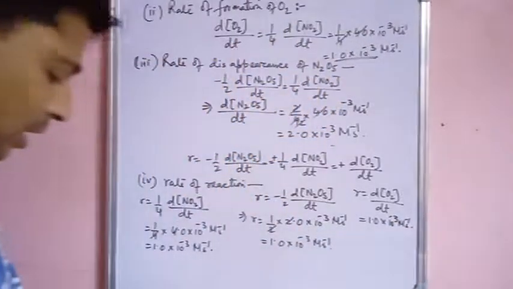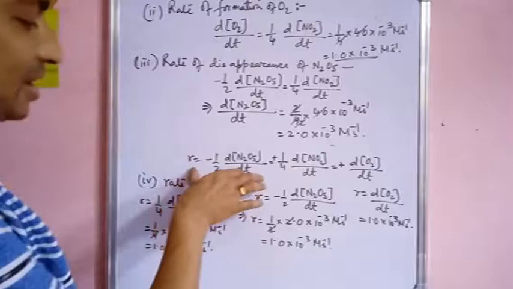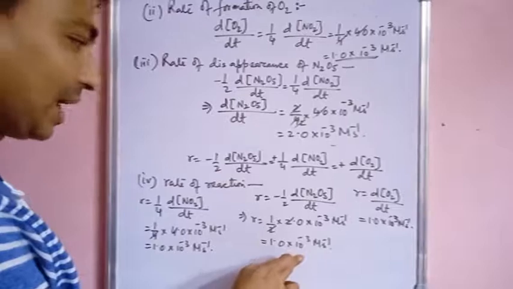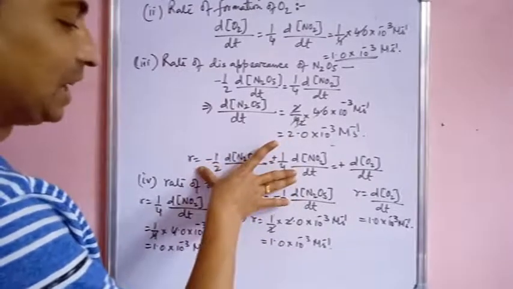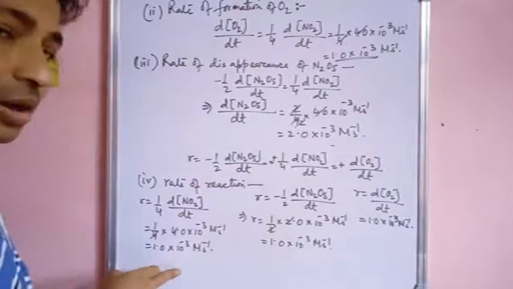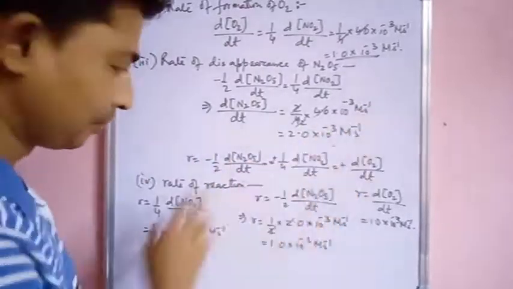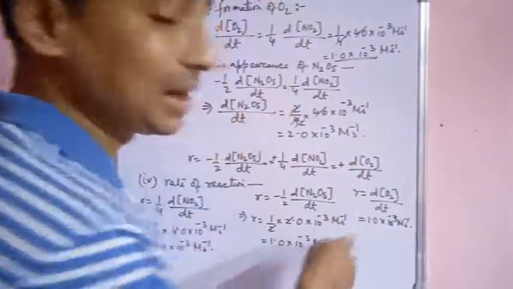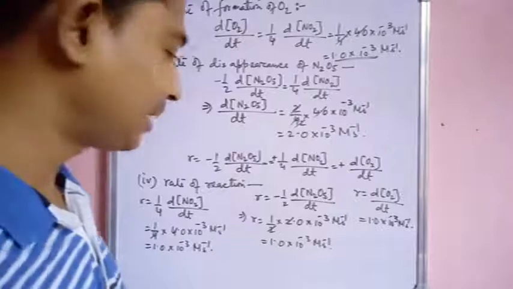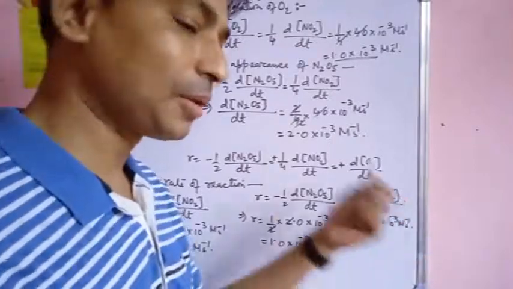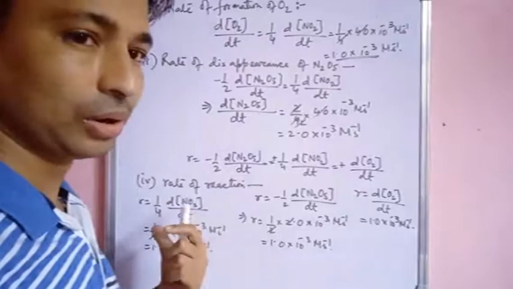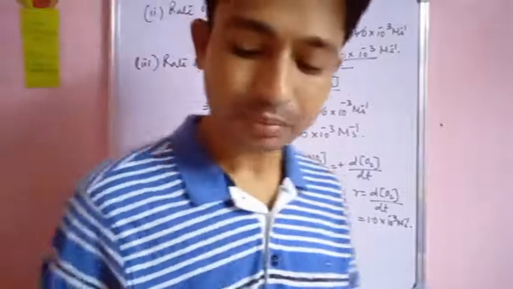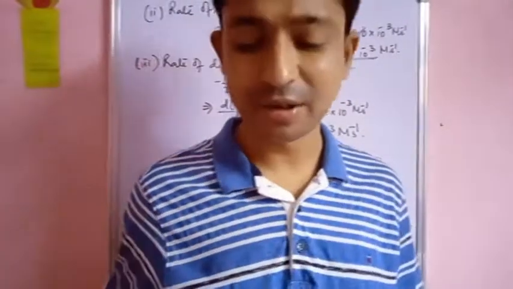So see children, if I took this portion, r is equal to half dN2/dt, then the answer we get is 1.0, because all are equal. If I took this portion, r is equal to dO2/dt, then also we have the same answer. So you can take any one. I have taken this one, you can take this one, someone can take this one also, this portion also. So when you are asked to find the final rate equation, you can take anything, from the differential rate equation.